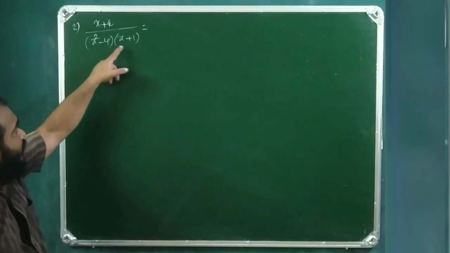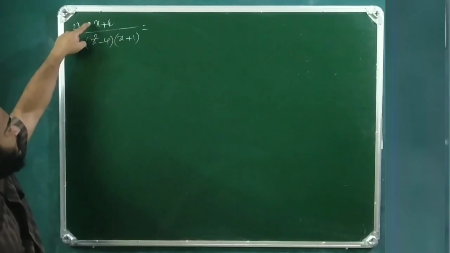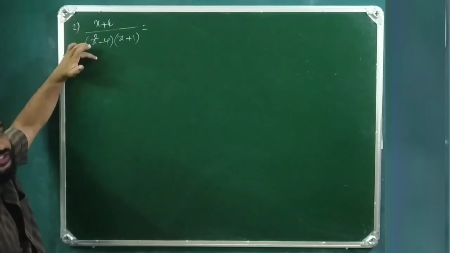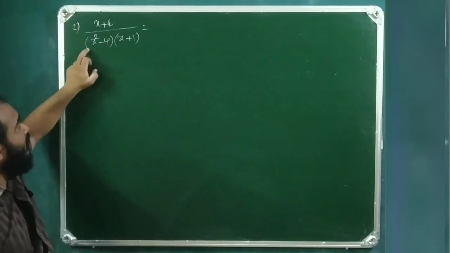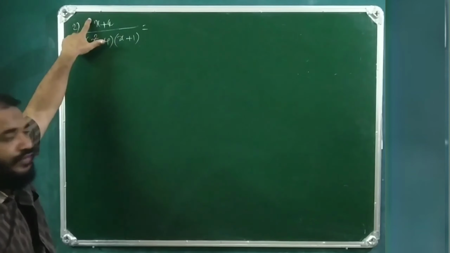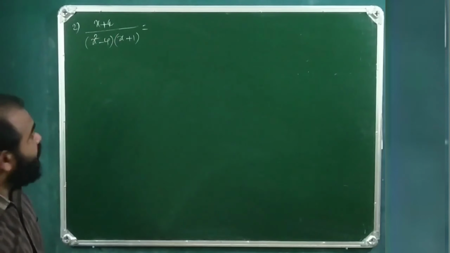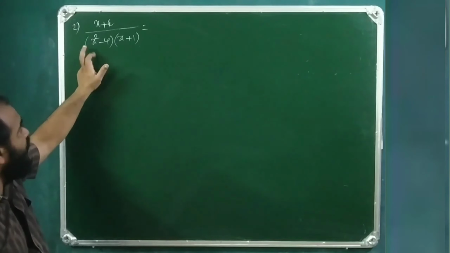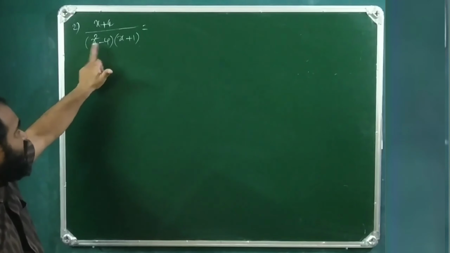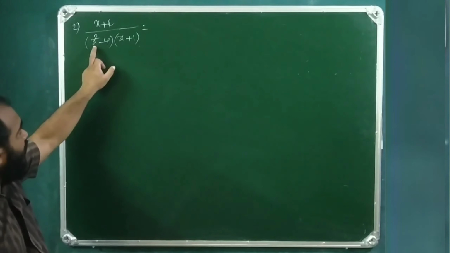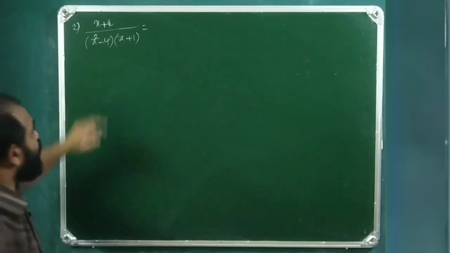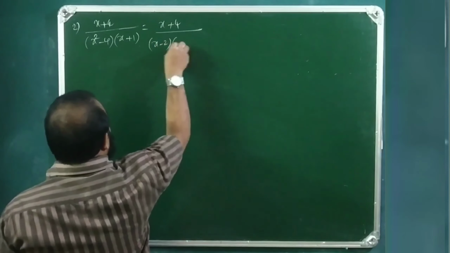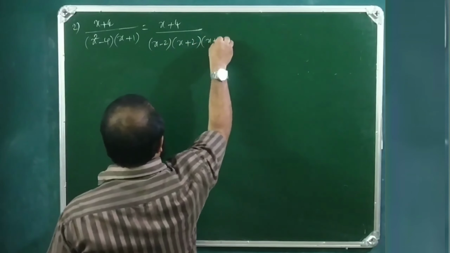x plus 4 by x square minus 4 into x plus 1. First of all, this is a fraction. To be more specific, it is a proper fraction, because in the numerator x is degree 1, here degree 3. So degree of f of x is less than degree of g of x. And x square minus 4, this is not a linear factor. This is a quadratic factor, right? So x square minus 4 is written as x plus 2 into x minus 2. So this is x plus 4 by x minus 2 into x plus 2 into x plus 1.